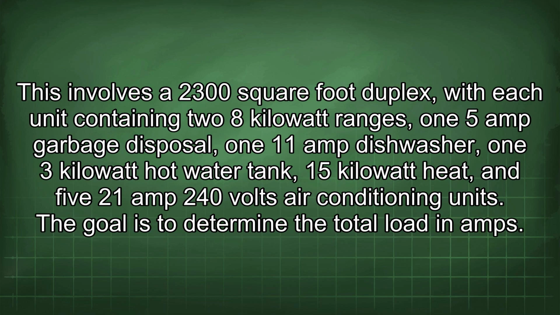This involves a 2300 square foot duplex, with each unit containing 2 8 kilowatt ranges, 1 5 amp garbage disposal, 1 11 amp dishwasher, 1 3 kilowatt hot water tank, 15 kilowatt heat, and 5 21 amp 240 volts air conditioning units. The goal is to determine the total load in amps.